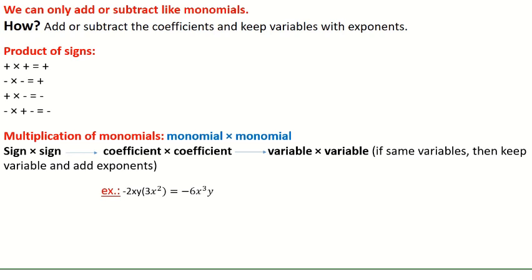Here we have the same variables, so we keep the x and we add the exponents. So we get x to the power 3. For y, we don't have anything to multiply it by, so we keep it. So it's minus 6x to the power 3 y. The trick is only to multiply the signs together, the coefficients together, and the variables together.